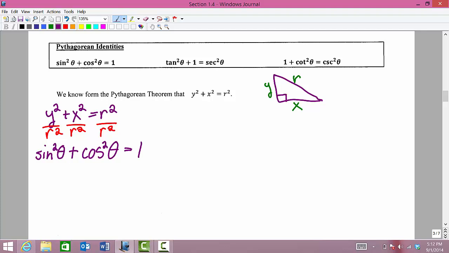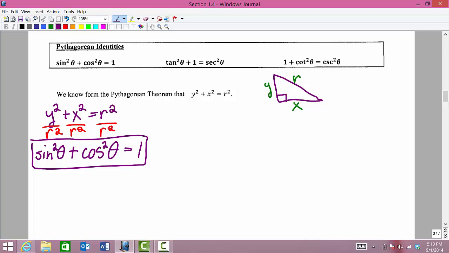Now we do want to have these Pythagorean identities memorized. However, if you can remember the Pythagorean theorem and divide everything through by r squared, you don't necessarily have to memorize it, but you can develop it using this technique. And this would hold true for any angle theta, as long as theta is describing the same angle.